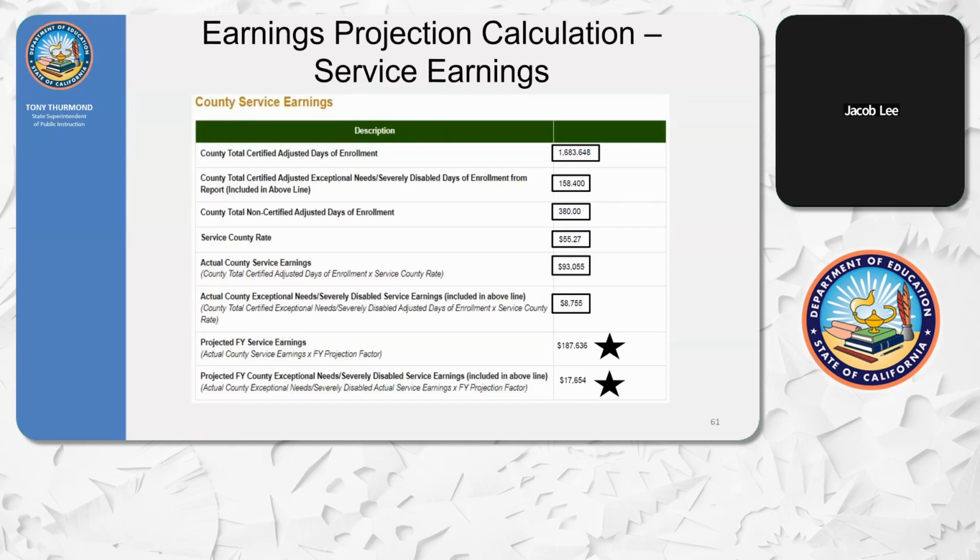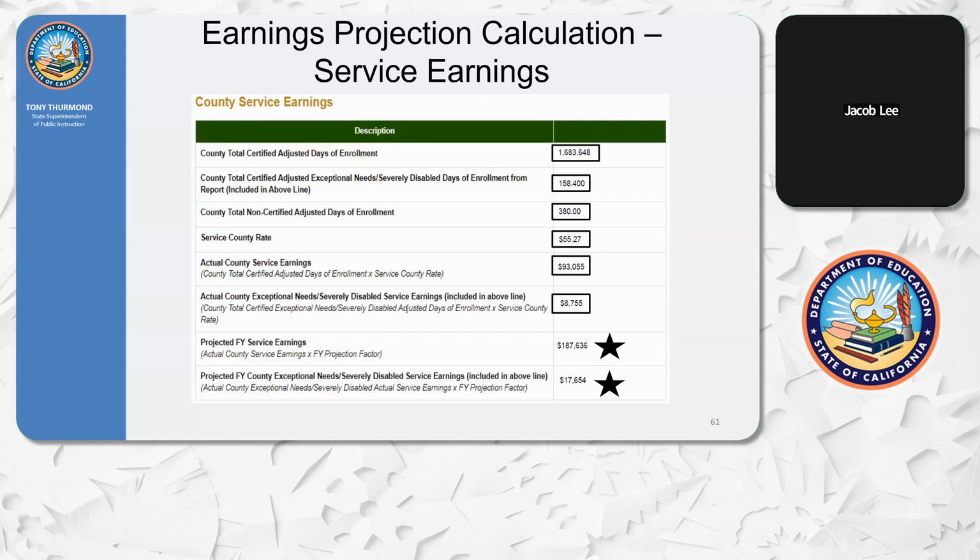Then actual county service earnings is calculated by taking the certified CDEs from the top line and multiplying that by the service county rate, which gives you $93,055. You'll see the actual county exceptional needs and severely disabled service earnings, which is calculated by taking the exceptional needs and severely disabled adjusted days of enrollment, which we did earlier, and multiplying it by the service county rate, which gives you $8,755. And that figure is also going to be factored into the actual county service earnings line above that $93,055 figure.